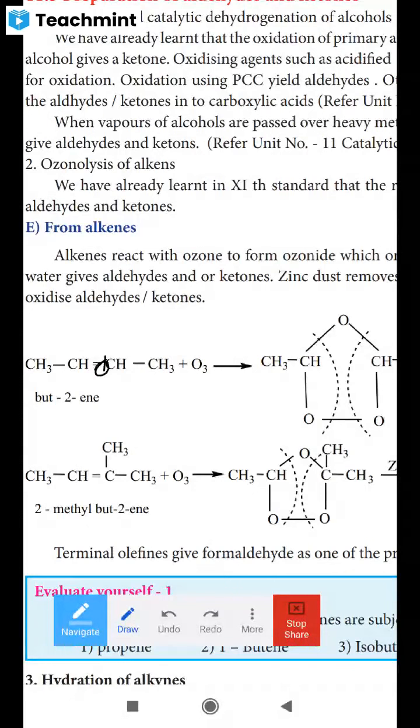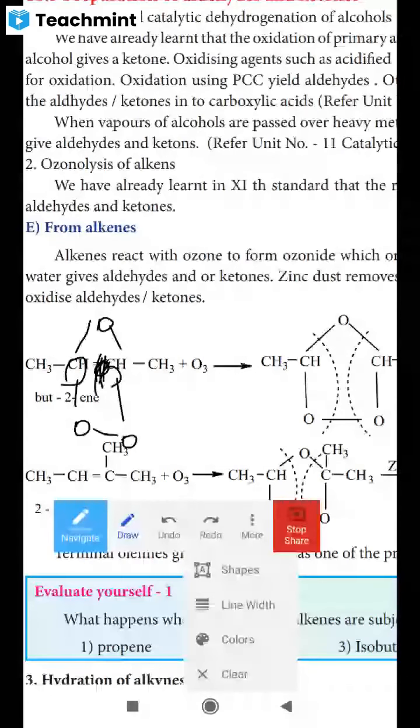Here, you are just giving 1 oxygen here, and then a second oxygen, and then a third oxygen. Join this. So you are just removing the double bond here, and you have to maintain that each carbon should contain 4 bonds. You have to maintain that.